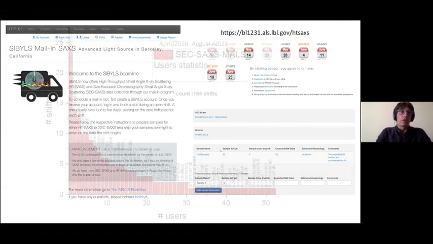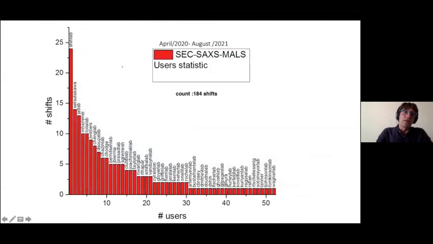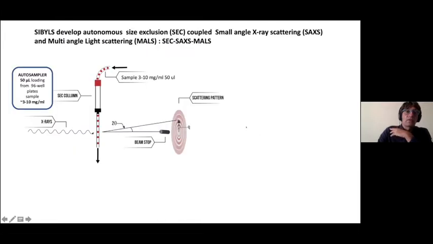So how this works: last year, even during the COVID time, we had about 184 size exclusion coupled SAXS shifts, and these are the users, just individual labs. As you can see, the SHE lab from UC Davis, now at UCB, is the top runner. We have our local users as well, but also users all over the US and abroad. We use the Beamline in the size exclusion coupled mode. So what does size exclusion coupled SAXS mean?